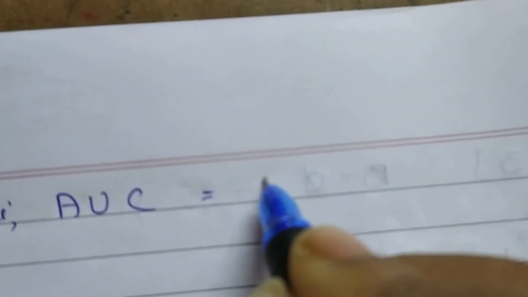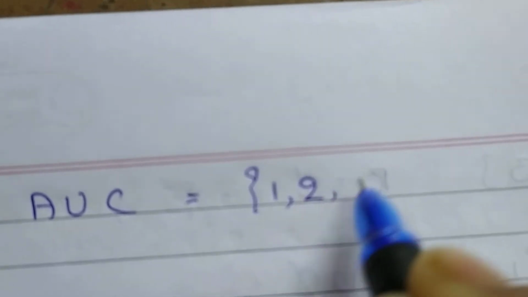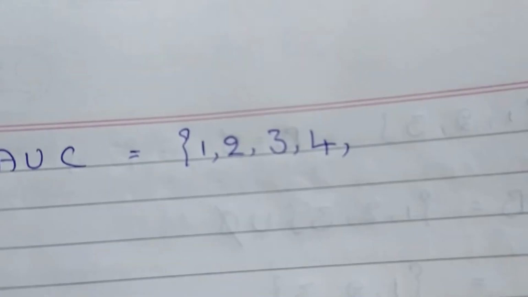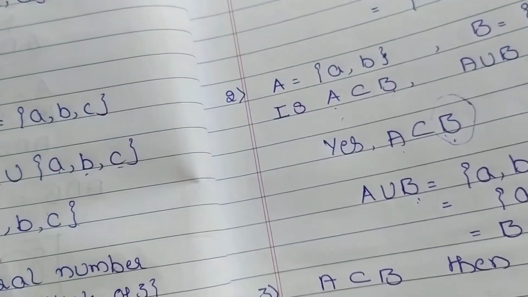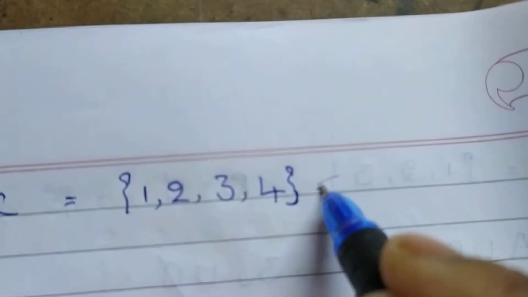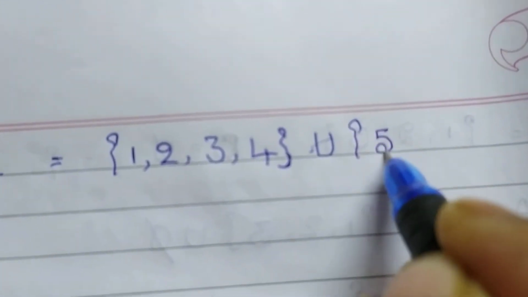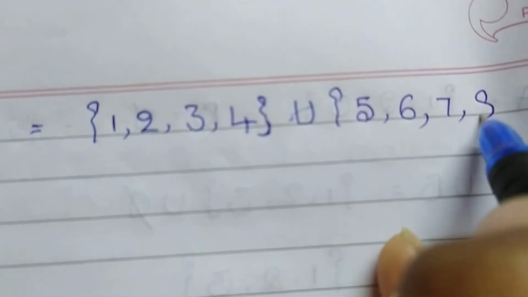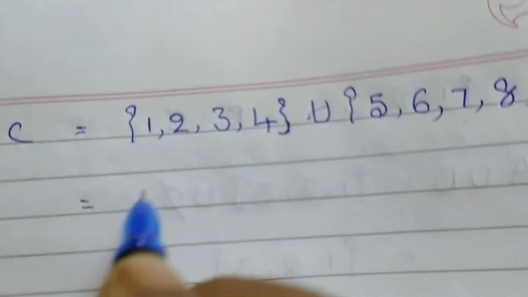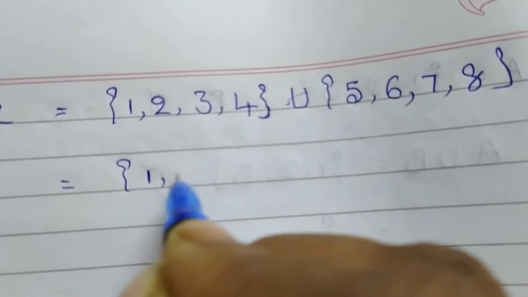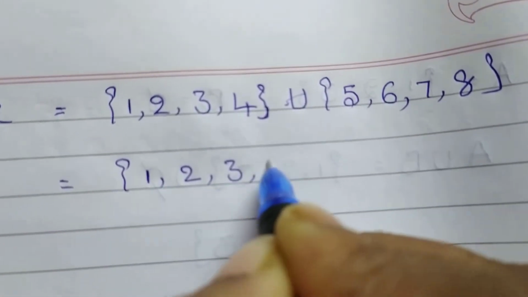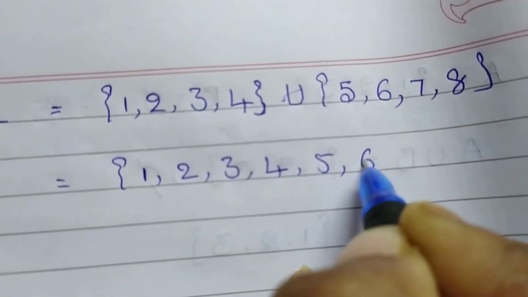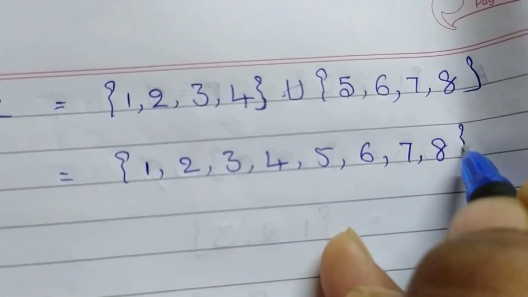Now coming to the next one, A union C. A they gave as 1, 2, 3, 4, and C is 5, 6, 7, 8. So what will be their union? All the elements of both the sets: 1, 2, 3, 4, 5, 6, 7, 8.